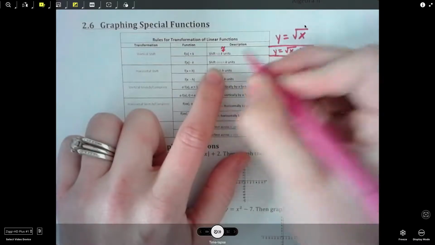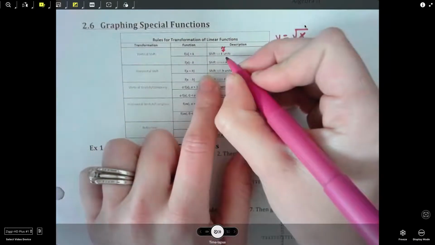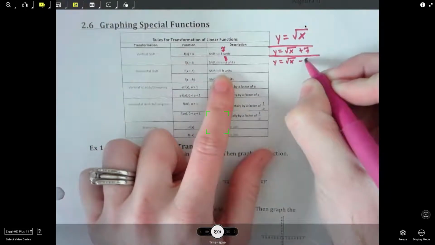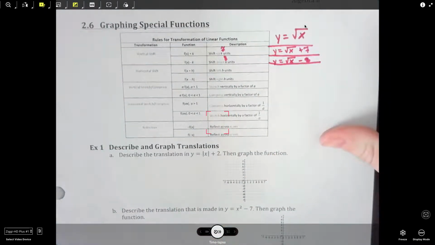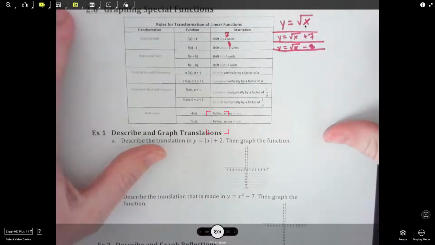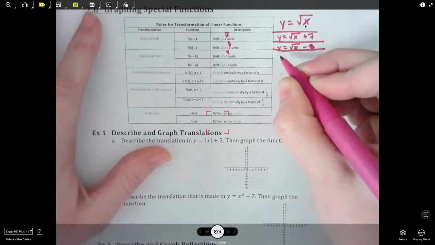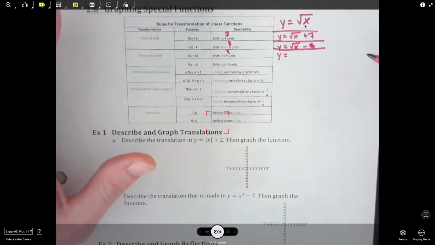Next, down. How many want to go down? 8. Down 8 units. What's that look like? Square root of x minus 8 on the outside. Okay. Horizontal shift. How many want to go to the left? 4 units to the left. What's that look like? Nope. Left 4. Minus 4 or plus 4 in parentheses. Plus 4 in the parentheses.